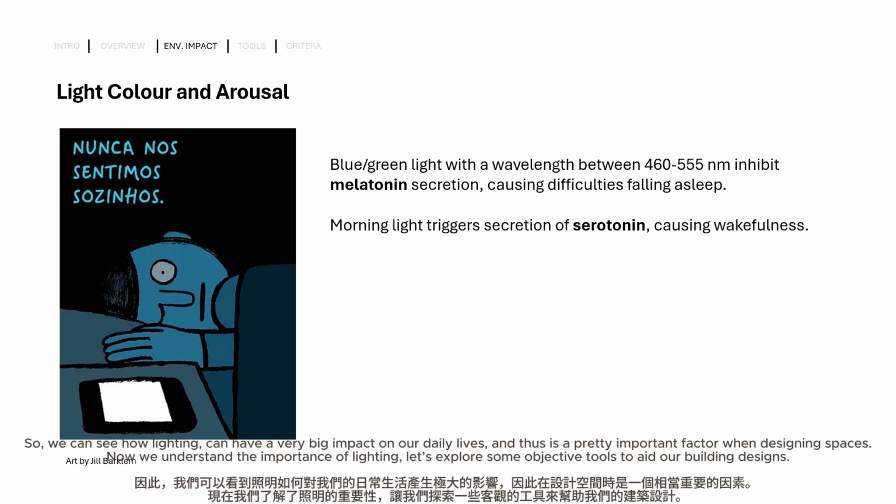So from the above four examples, we can see how lighting can have a very big impact on our daily lives and thus is a pretty important factor when designing spaces. Now that we understand the importance of lighting, let's explore some objective tools to aid our building designs.